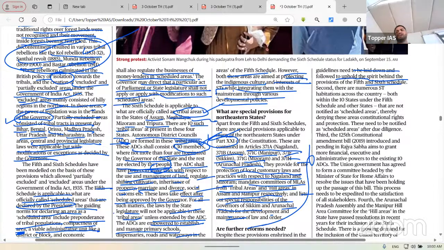And the second one is that there are numerous ST habitations across the country, both within the 10 states under the fifth schedule and in other states, that are not notified as scheduled areas, thereby denying these areas constitutional rights and protection. See, there are many other areas apart from these 10 states.